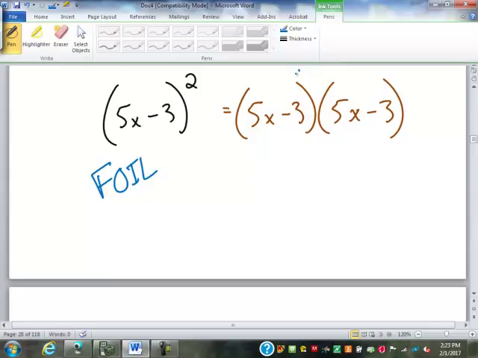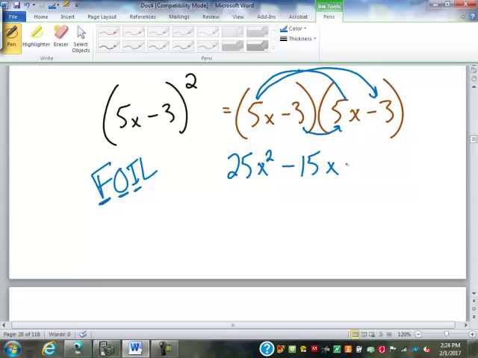Okay, so we got the F for FOIL, of course, means we're going to multiply which two numbers? 5x times 5x, which is 25x squared. Good. The O means we're going to multiply which two numbers? 5x times the negative 3, which is negative 15x. Good. The I means we're going to multiply negative 3 times 5x, which is negative 15x.